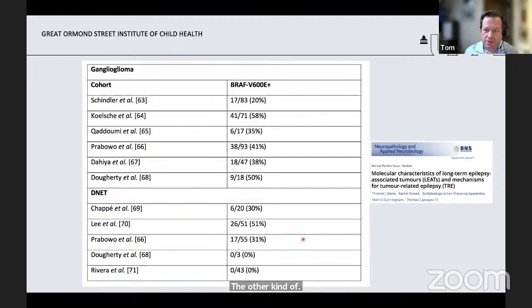The other kind of correlative validation is if you look at what the driving mutations are. Now, this is a review that we wrote looking at the frequency of V600E BRAF variants, which was one of the common variants in these tumors, in different cohorts of ganglioglioma here. So they're varying between 35 and 58%, and DNETs, which vary between 0 and 51%. And the probable reason for that, I would suggest, is that these are histologically defined distinctions, and therefore they're hugely subjective, and therefore you're picking up different tumor types in the two groups.